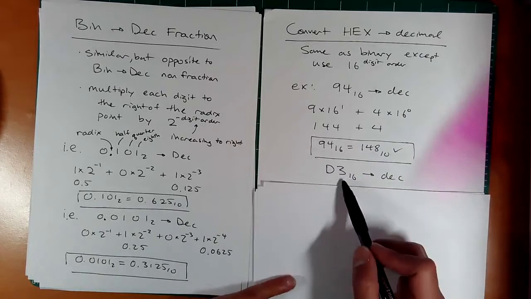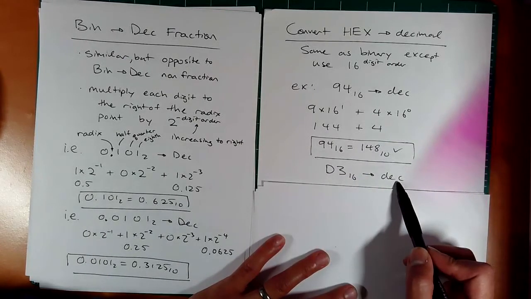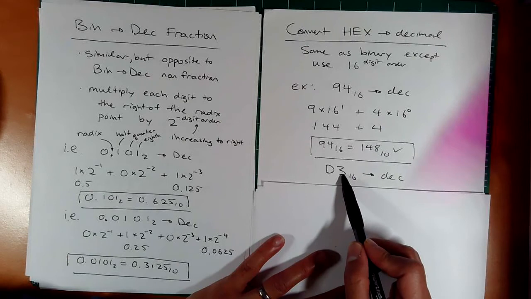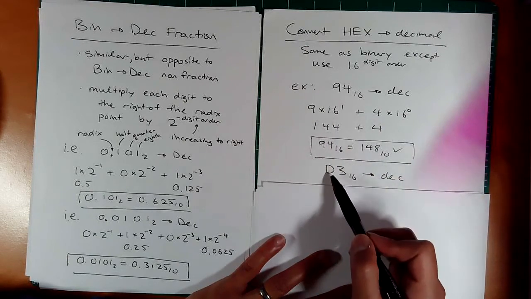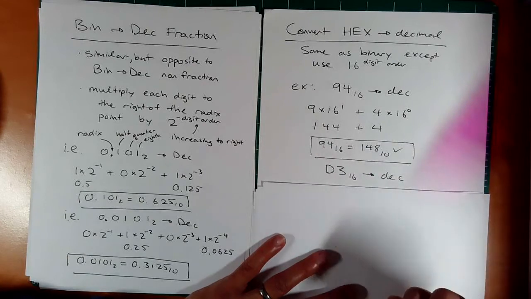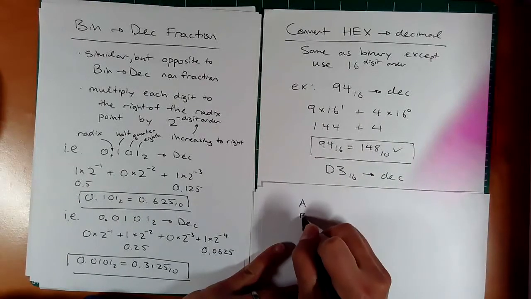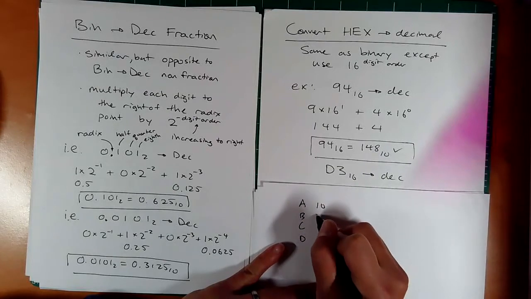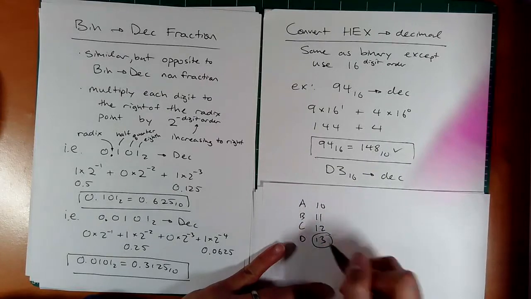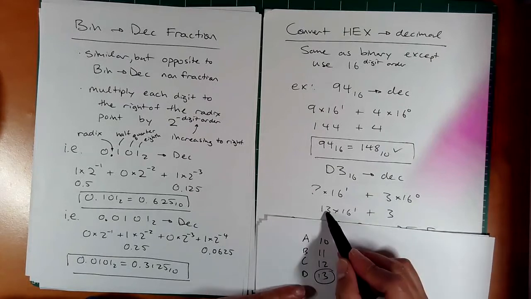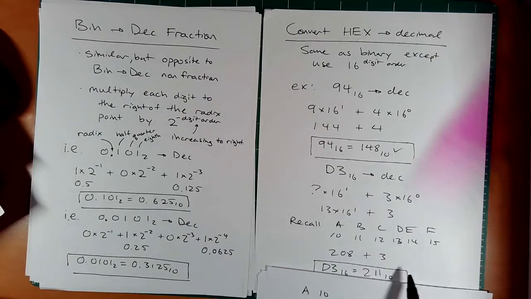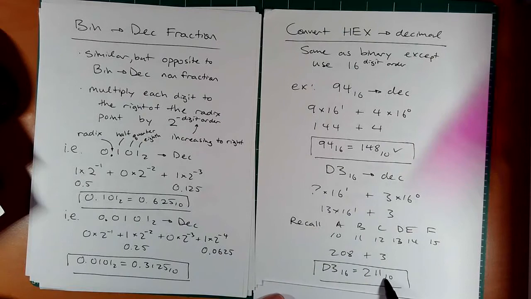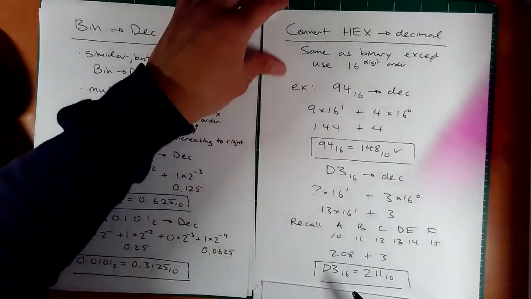Okay, what about D3 base 16 to decimal? How do we do that? Well, 3 times 16 to the 0 plus D times 16 to the 1, but what's D again? Well, let's see, A, B, C, D. This is 10, 11, 12, 13. So it's going to be 13 here. And so we've got 13 times 16 here. And what do we have? 208 plus 3. And so D3 base 16 is equivalent to 211 base 10.